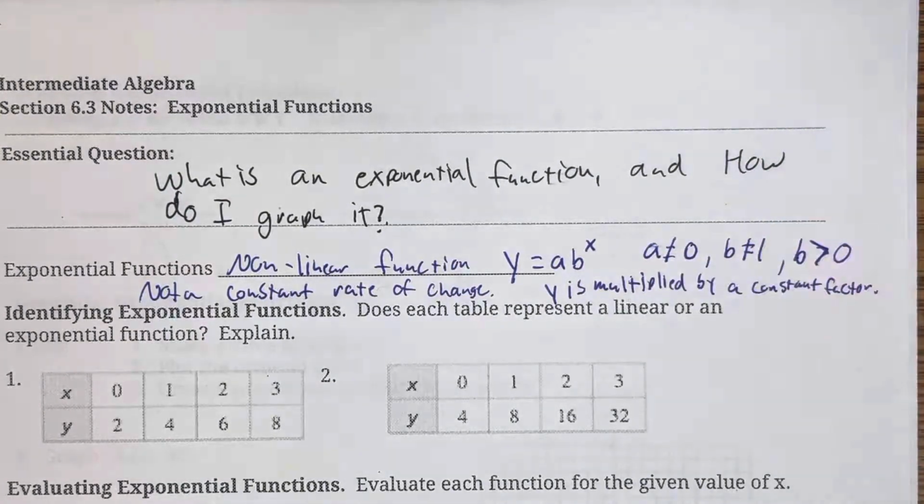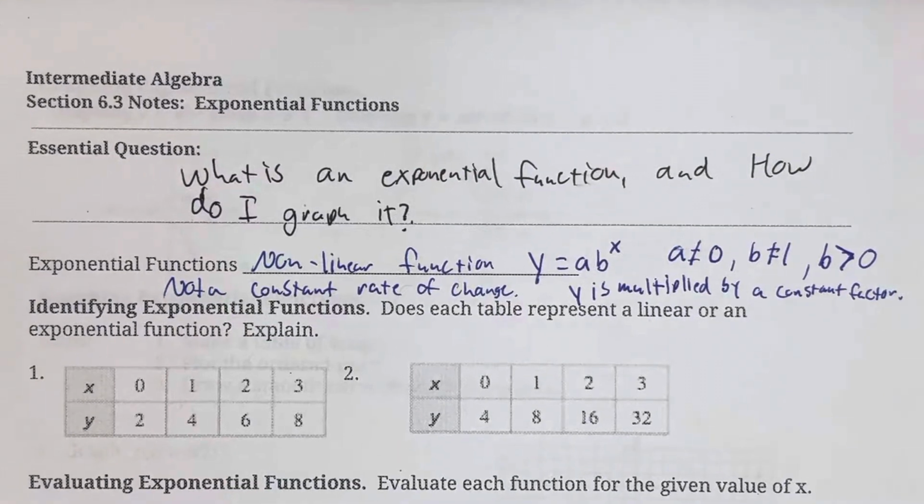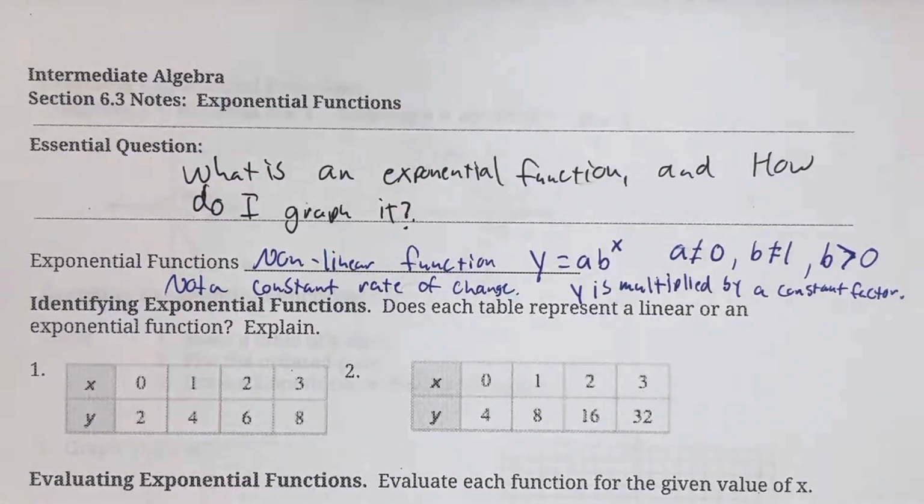All right, so exponential functions are not like linear functions. They do not increase at a constant rate. All right, the x will increase at a constant rate, but the y is going to be multiplied by a constant factor. So as I look to determine on the tables if it's linear or if it's exponential, I need to look for the rate of change.